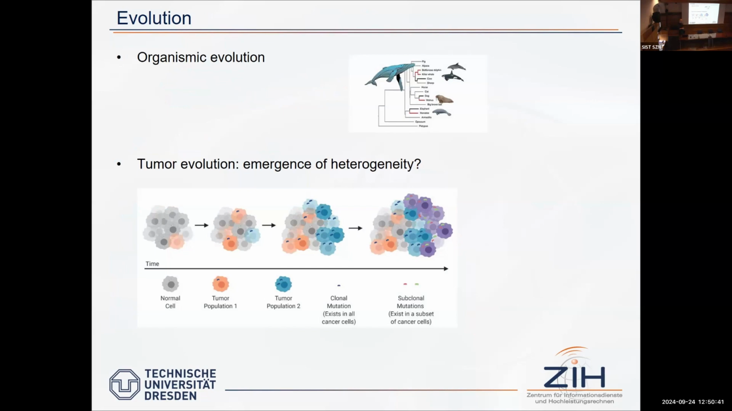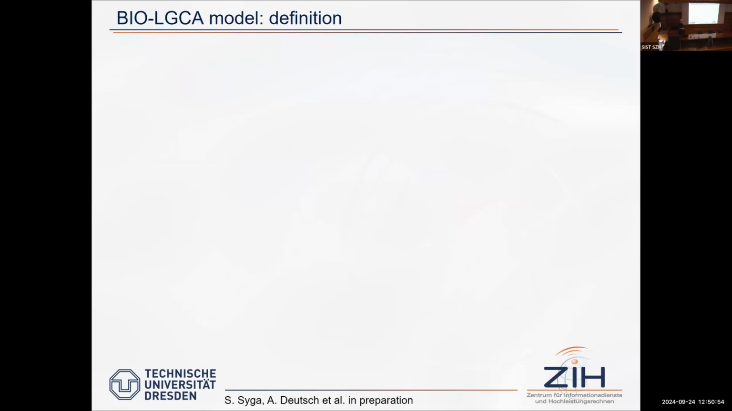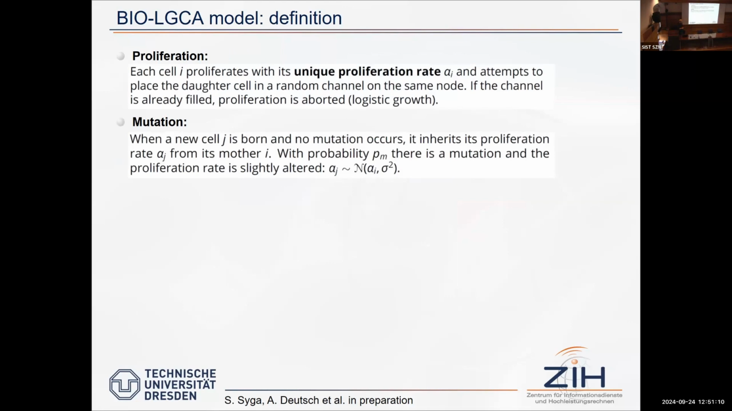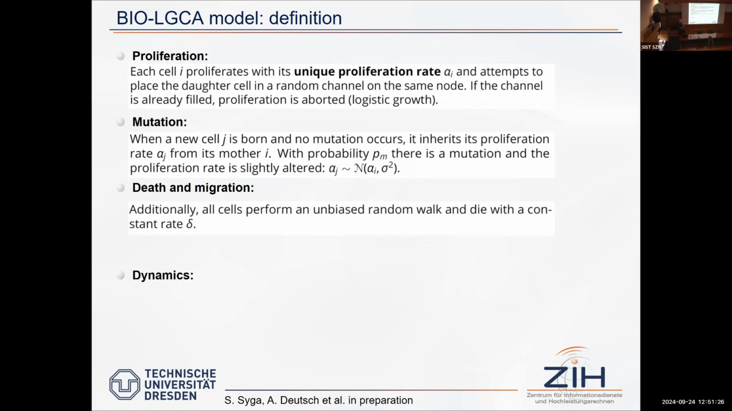And the big question is, how does this process work? And this is the focus of my work. How does this heterogeneity of clones emerge? And I would like to show you again a most simple idea. So we have proliferation only in our model and random walk. And the mutation is applied to the proliferation rate. Whenever a cell gives birth to two new cells, then the daughter cells have a slightly changed proliferation rate. That's our mutation. We have death and we have the random walk.